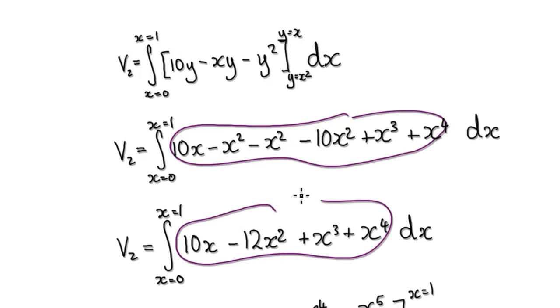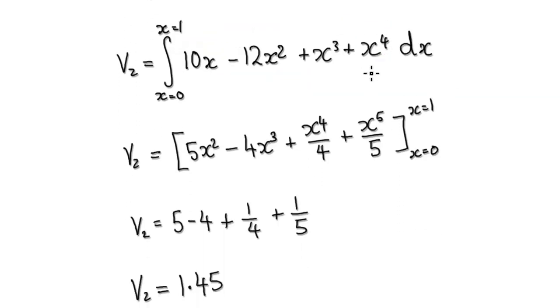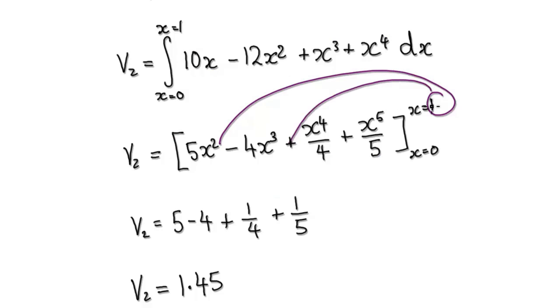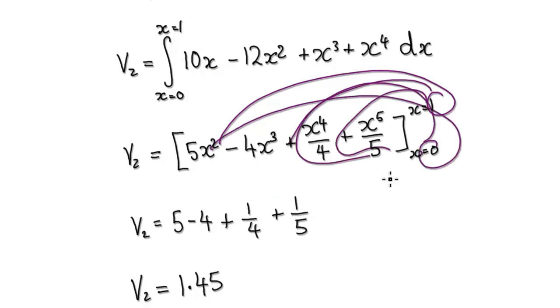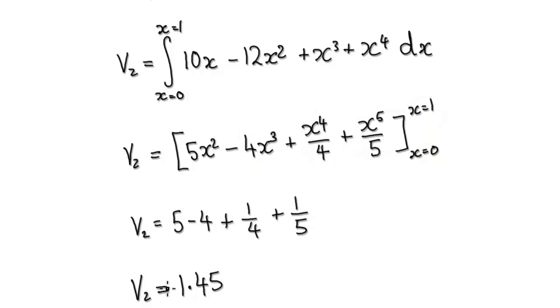And then now integrate it with respect to x. So integrate the whole thing here. That will then give you this. And then you put 1 into here, put 1 into here, put 1 into here, put 0 into here, 0 into here. It will then give you this. And v2 is the same as v1 from earlier. So the two methods lead to the same answer. Okay.